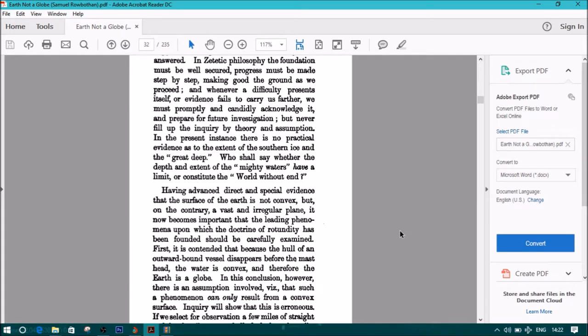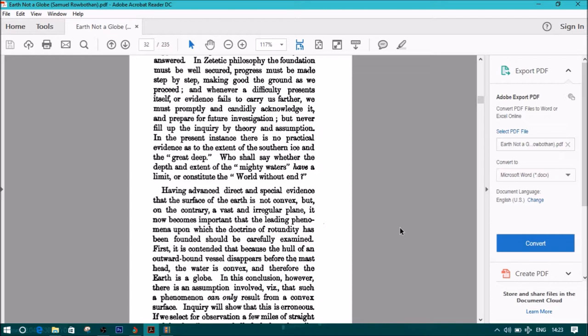Having advanced direct and special evidence that the surface of the earth is not convex, but on the contrary, a vast and irregular plane, it now becomes important that the leading phenomena upon which the doctrine of rotundity has been founded should be carefully examined. First, it is contended that because the hull of an outward-bound vessel disappears before the masthead, the water must be convex, and therefore the earth is a globe.